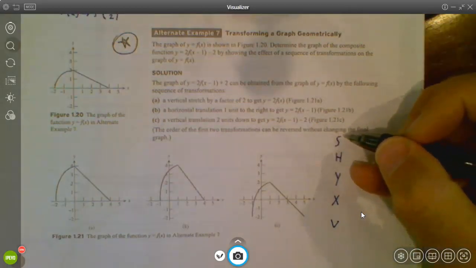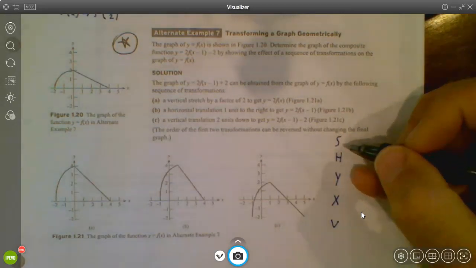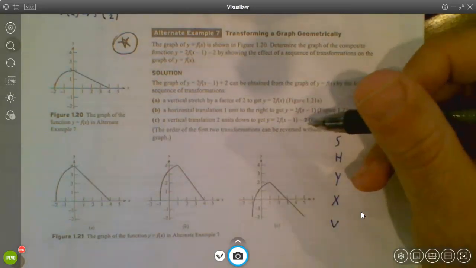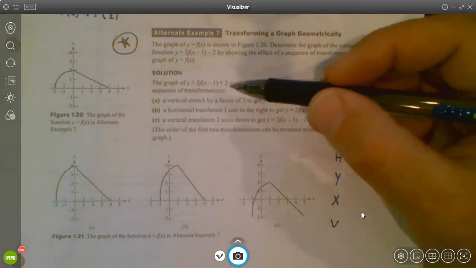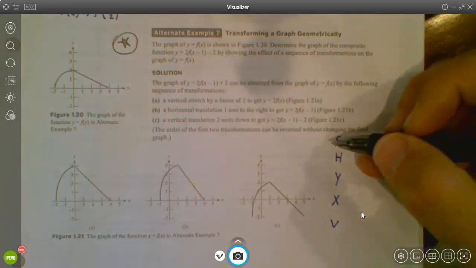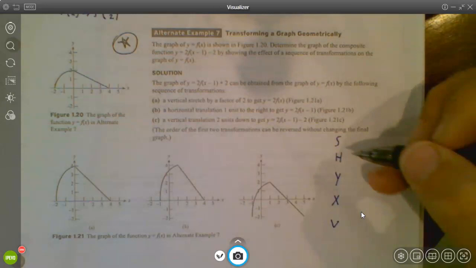So that's a great place to start. These guys can be interchangeable, which is why you can either do the whole PEMDAS idea with parentheses and then multiplication. So like parentheses and then multiplication.